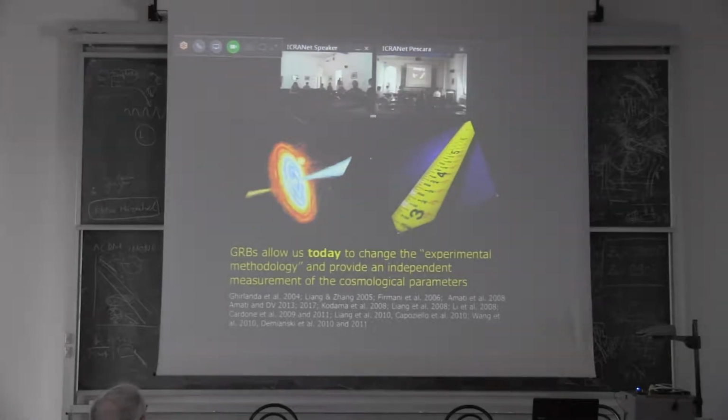What in these last years, together with Lorenzo Amati, we were trying to prove is that gamma ray bursts today have the capability to change the experimental methodology. That is the only way to avoid, or at least to keep under control, the systematic errors.